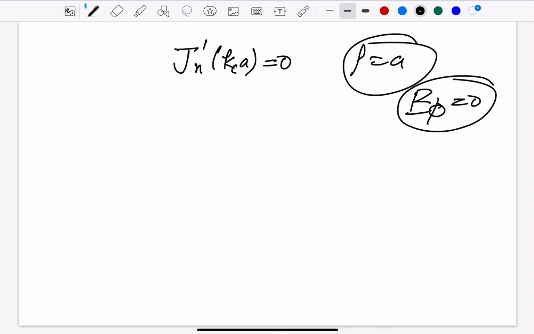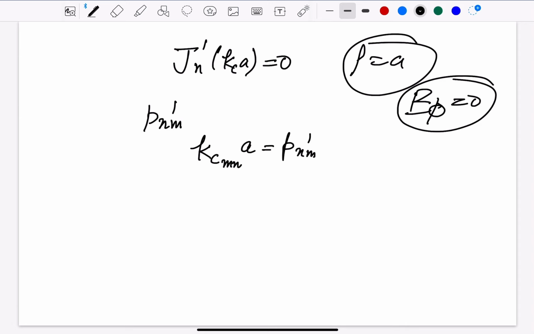Now if we define here the mth 0 of the derivative of the nth Bessel function as P'nm, then the cutoff wave number could be found as, let me check, KCMN A is equal to P'NM.